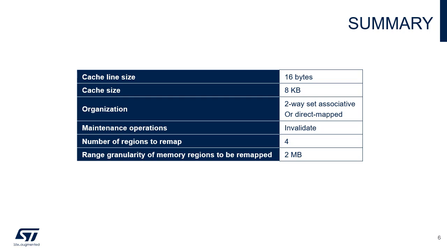ICACHE defines an alias address in the code region for up to 4 external memory regions. The address remapping is applied on the code alias address, transforming it into the external physical destination address. The minimum region size is 2 megabytes, the maximum size 128 megabytes.